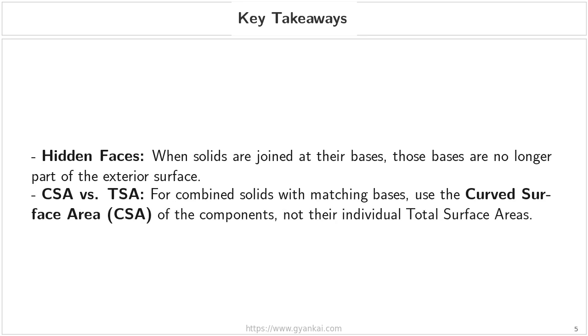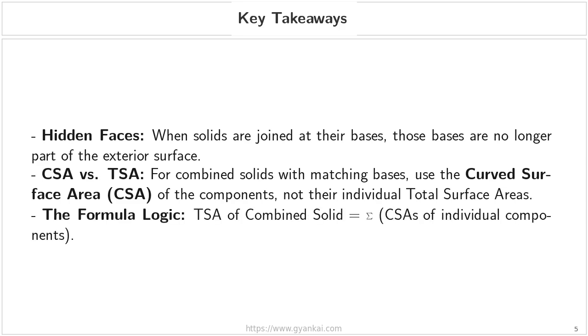Second, this leads to a very important distinction you must make: the difference between CSA and TSA. When you are dealing with combined solids that have matching bases, you should not use the individual total surface areas of the shapes. Instead, you must use the curved surface area, or CSA, of each component. This ensures you aren't accidentally including those hidden, internal bases in your calculation.